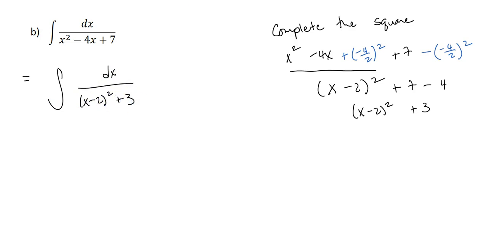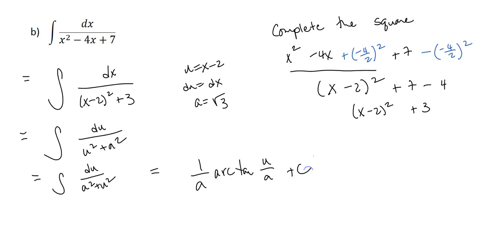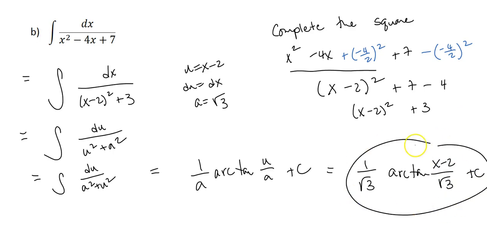Now the reason why I did this is because if I let u be equal to x minus 2, then du would be 1 dx, a would be the square root of 3, and this becomes the integral of du over u squared plus a squared, or the integral of du over a squared plus u squared if you prefer, which is 1 over a times the arctangent of u over a plus c. So this is 1 over the square root of 3 times the arctangent of x minus 2, which is my u, over the square root of 3 plus c. And that would be my answer.